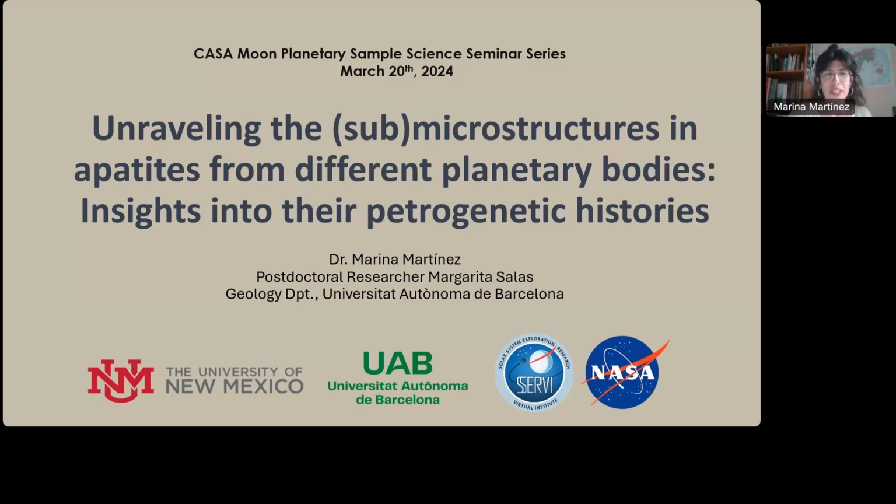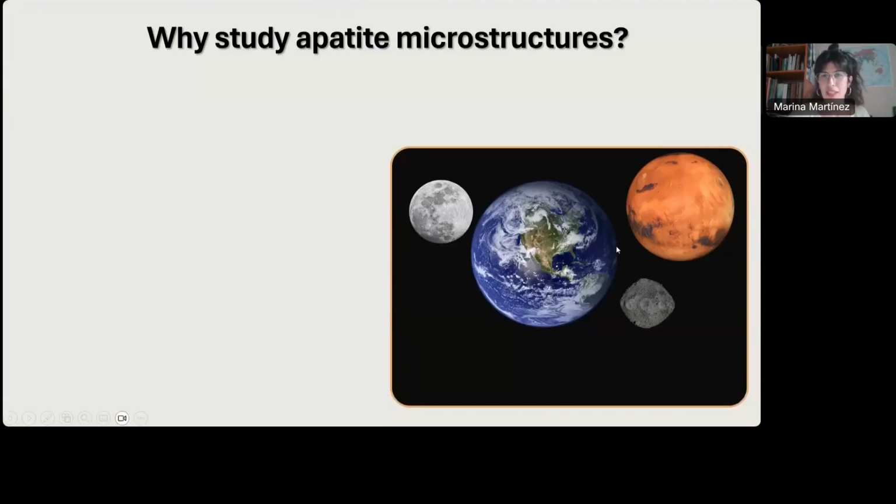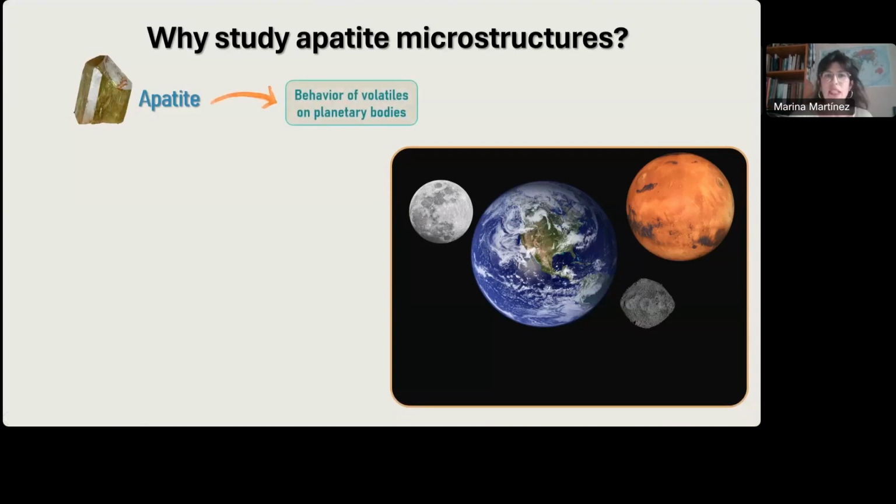Thanks everybody for being here. Let's see if I can pass the slides. Yes. So why do we study apatite microstructures? Apatite is an important host of volatiles, and it's used as a tracer for reconstructing petrogenetic processes in different planetary bodies, including the Moon, the Earth, Mars, and primitive asteroids. Constraining potential volatile reservoirs is also important for understanding the magmatic and atmospheric evolution of a planet.